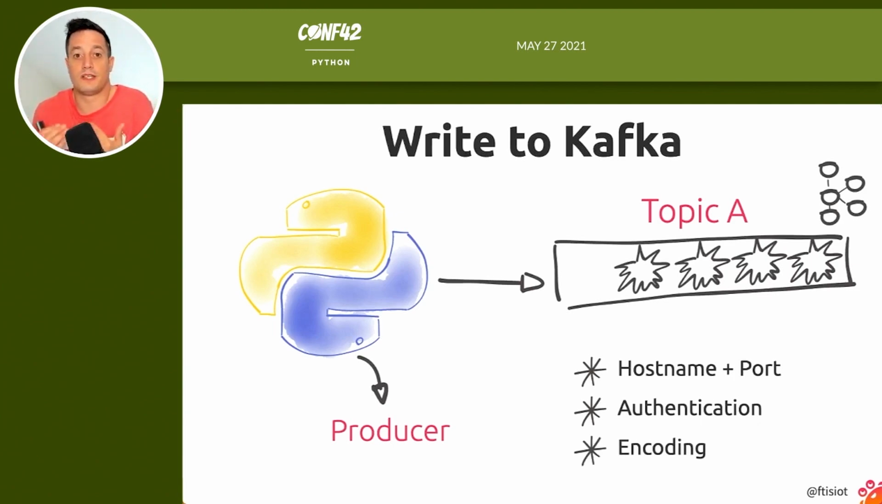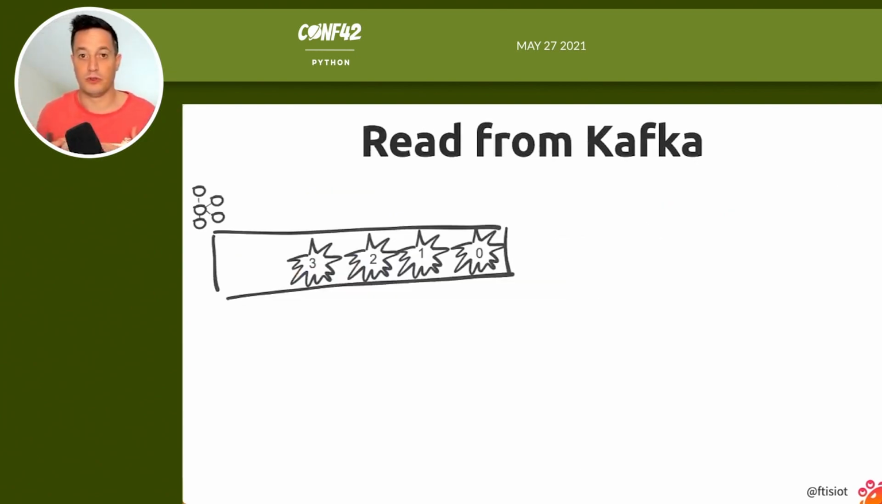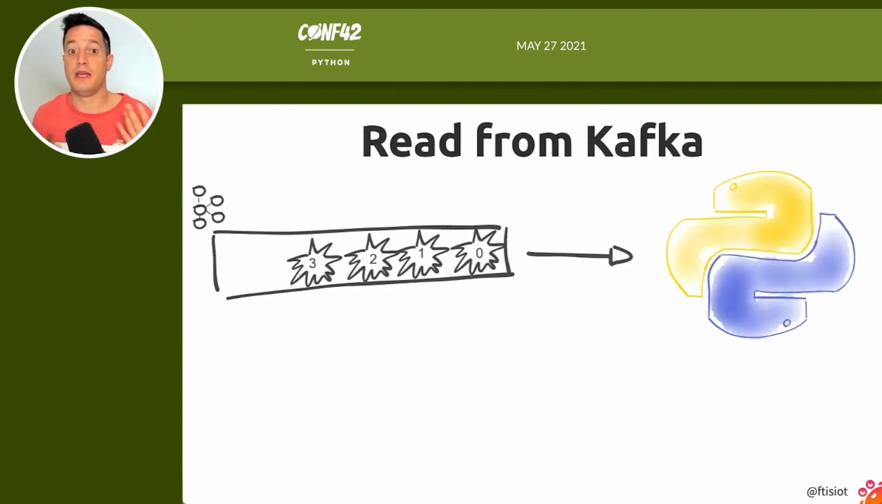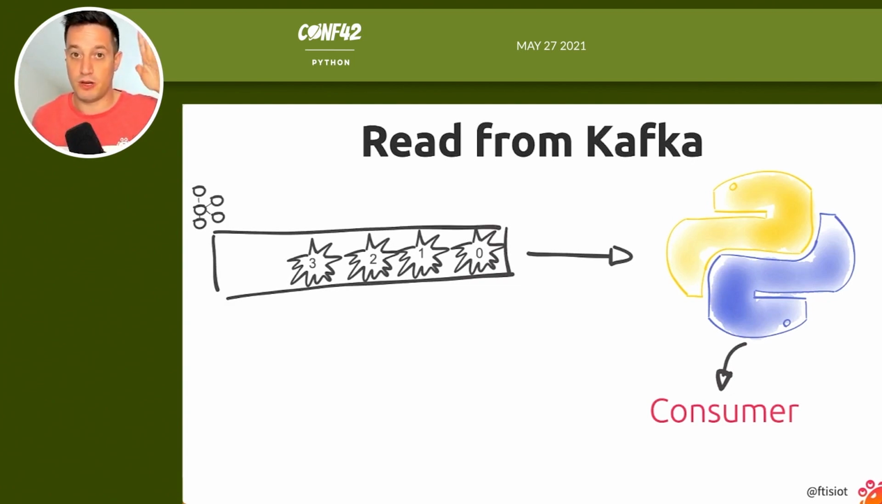On the other side, once I have my data in Kafka, I want to read. If I want to read from a topic with my Python application, that is called a consumer. The consumer works by reading message number 0 and then communicating back to Kafka, hey, number 0 done, let's move the offset to number 1. It reads number 1 and moves the offset to number 2, reads number 2 and moves the offset to number 3.